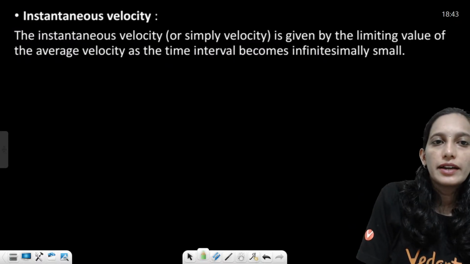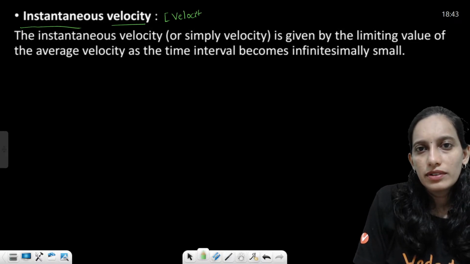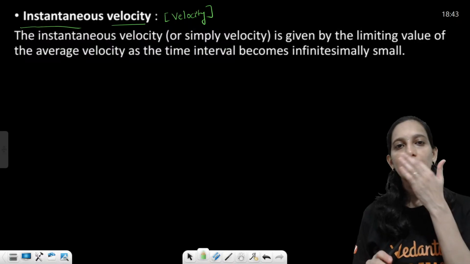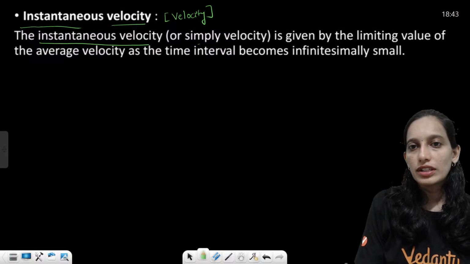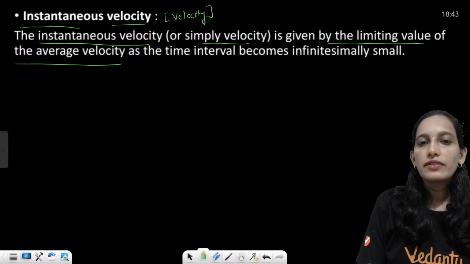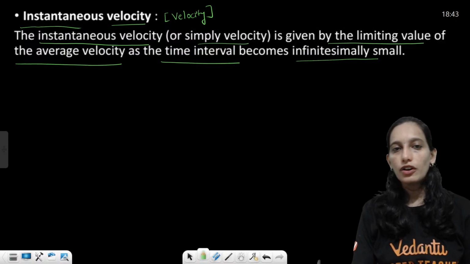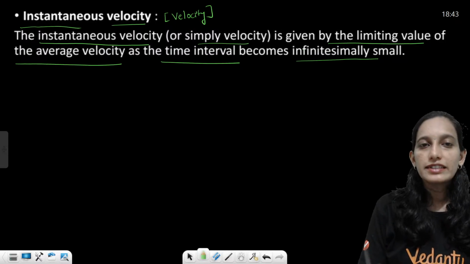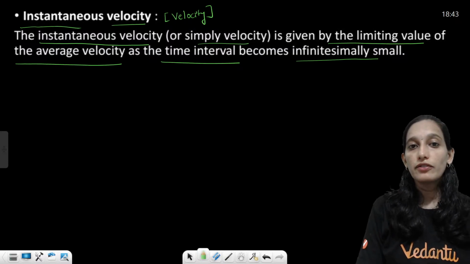So the next thing which is very important is instantaneous velocity, or generally just velocity. Unless they specify average or something, we are just talking about the velocity at the given instant. That is your instantaneous velocity. The instantaneous velocity or simply velocity is given by the limiting value of the average velocity as the time interval becomes infinitesimally small. Okay, so it's the limiting value of the average velocity.